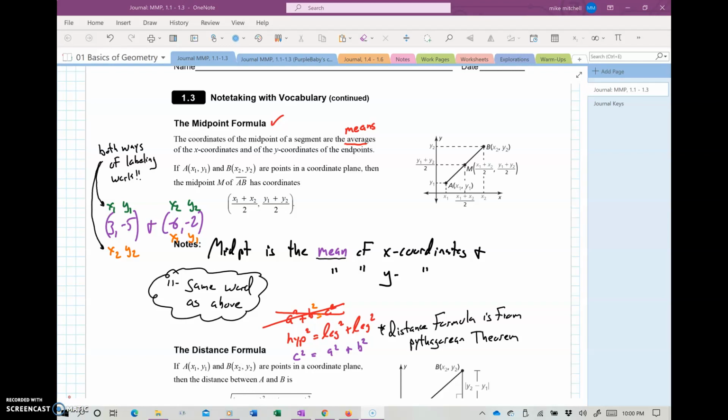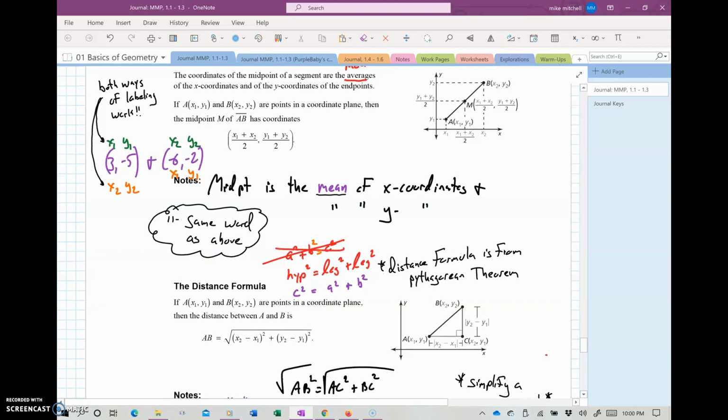So the midpoint formula: add up the two x coordinates, divide by 2, add up the two y coordinates, divide by 2. That's right there. That's all that is. Over here, labeling, the green, you can label this either way, x1, y1, x2, y2, or the orange, x2, y2, x1, y1. Doesn't matter. Both of them will work. The quote marks here mean same as above. The midpoint is the mean of the x-coordinates and the mean of the y-coordinates. Not averages, mean is a better word to use there.